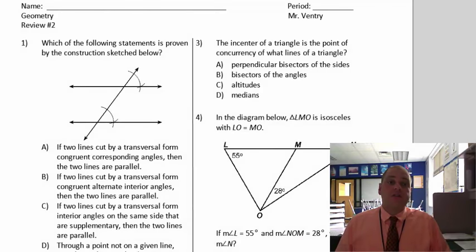Here are your solutions to review number 2. Again, as you should have done in review 1, please make sure you have tried all of these first, and then you're now going through and just making corrections.